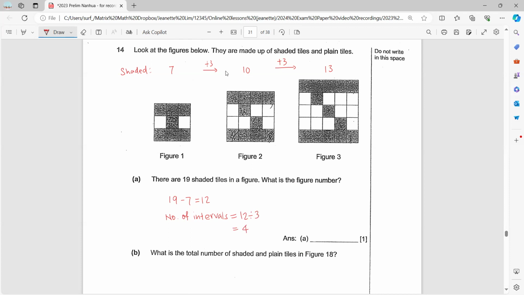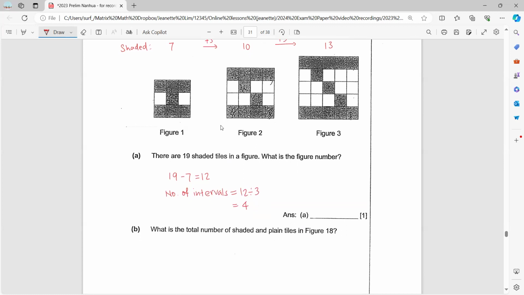Now from the number of intervals to figure number, we have to add 1, because initially we took away pattern one's number. So you need to add back 1 to get the figure number. So 4 plus 1, that would be figure 5. Figure number 5.